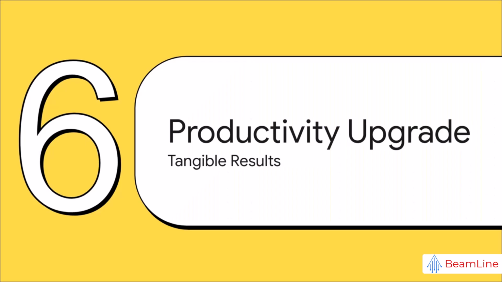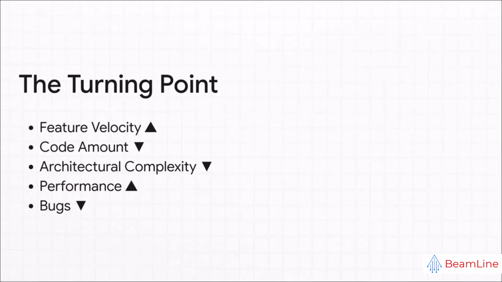So, after all that, what was the bottom line? What happened after making the switch? Well, to put it simply, it was a gigantic upgrade in productivity. Seriously, look at this. Every single metric that you care about as a developer went in the right direction. Feature velocity shot up. The amount of code you had to write went way down. Architectural complexity massively reduced. And what's wild is that even performance went up while the number of bugs plummeted. It all comes back to the system just being simpler and way more resilient.